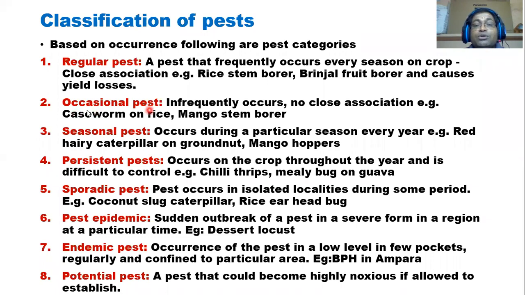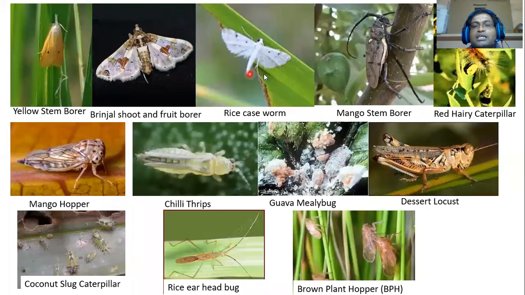Another pest we call an occasional pest. These pests infrequently attack the crops. Therefore, there is no close association with the crop. If you are taking the rice caseworm, you cannot expect that everywhere rice is cultivated the pest will attack or not. Take the mango stem borer, Bacterocera caryeae, which is different from the rice caseworm, Nymphula depunctalis. If you are cultivating mango, you should not definitely expect a mango stem borer attack.